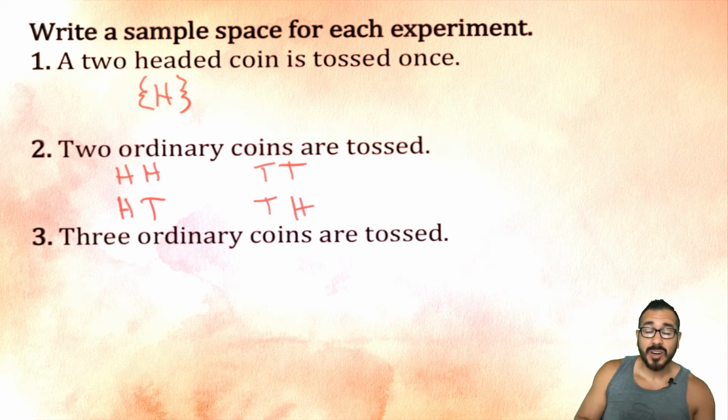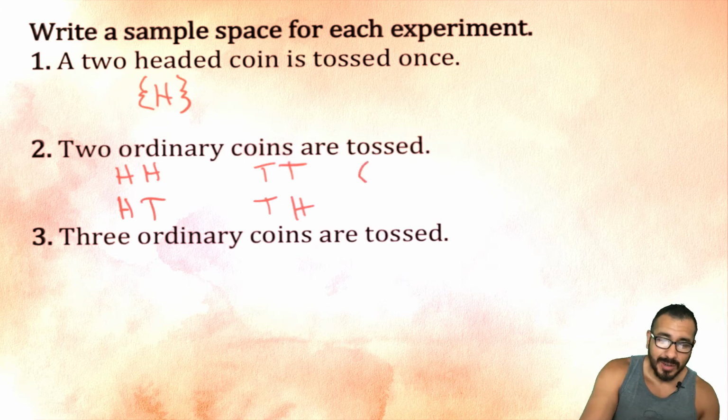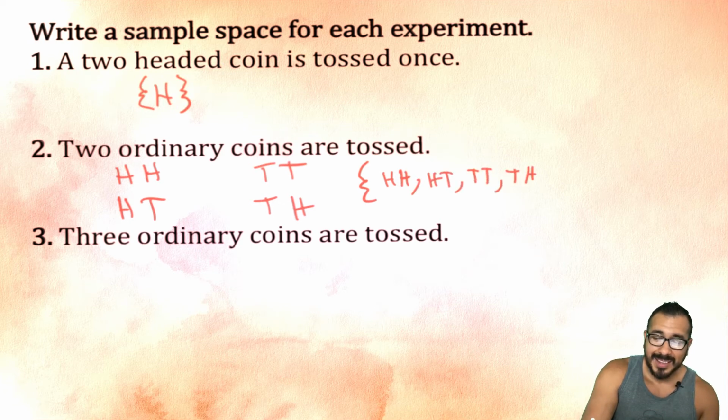So in this case, our sample space, we have 4 different possibilities. So there they are. We got a heads, heads, we got a heads, tails, we got a tails, tails, and we got a tails, heads.